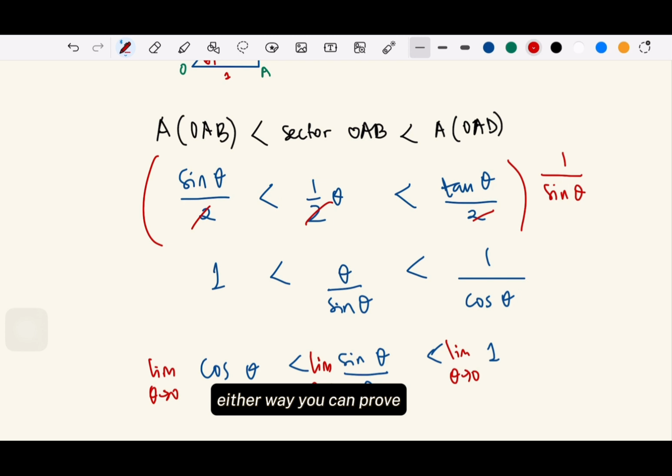Either way, you can prove it. I think in the textbook they only mention the first one. I give you the second one to give you more visuals, to see that we can also prove this using the area.